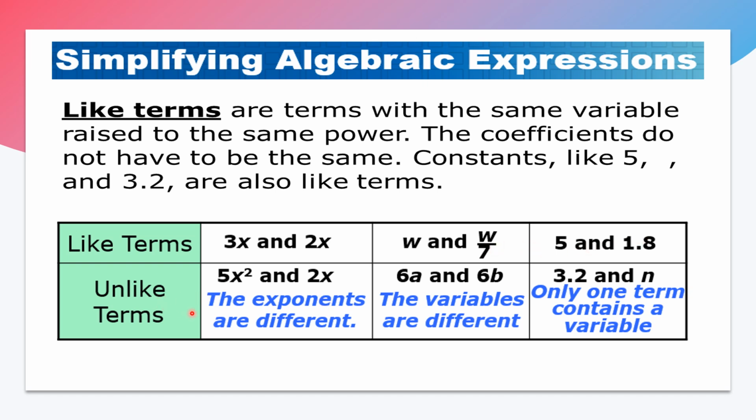So unlike terms, like this, we have 5x squared and 2x, because the exponents are different. And 6a and 6b, the variables are different. In 3.2 and n, only one term contains a variable. So they are unlike terms.